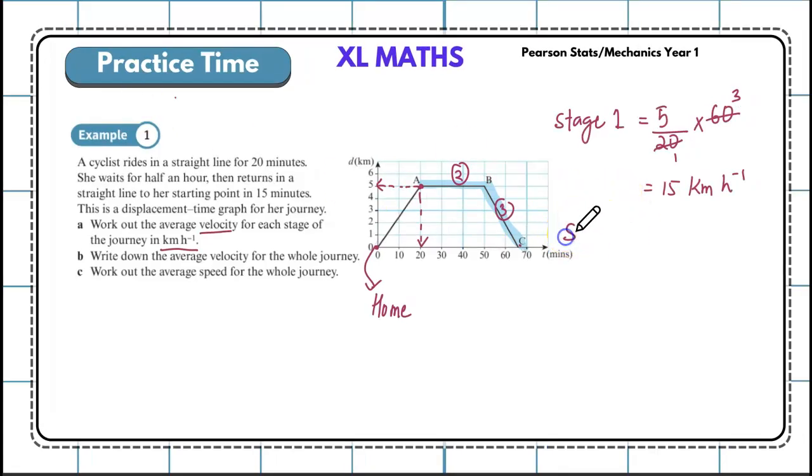Okay, now let's check for stage 2. Stage 2 shows no motion. So if there is no displacement, no velocity will be there. So that would be 0. Now for stage 3.